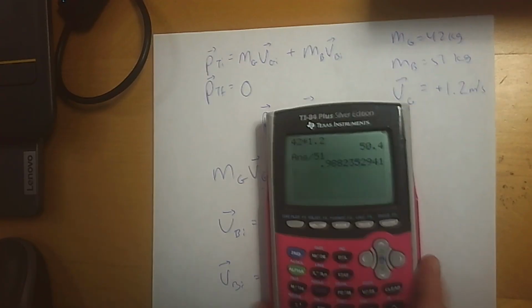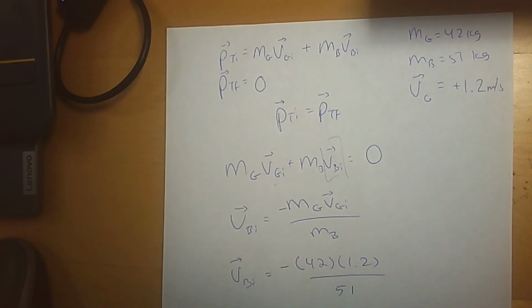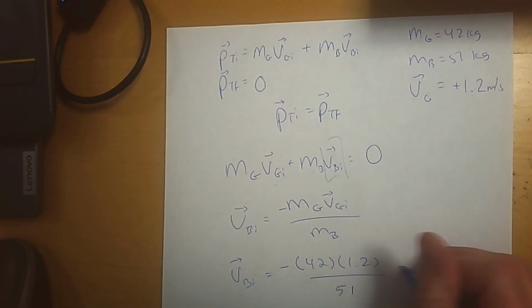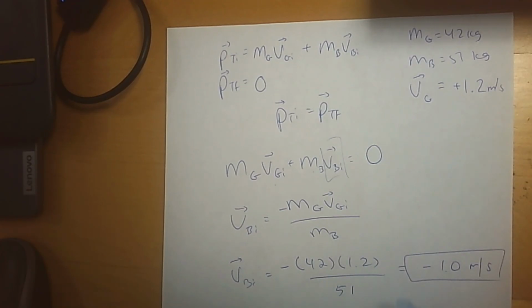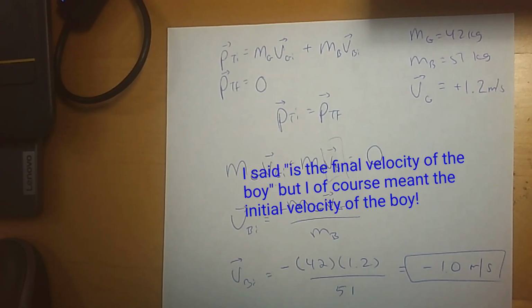So I get 0.99 meters per second. That's actually 1.0, negative 1.0 meters per second. So I have a negative sign for velocity, which would indicate that this person's moving left. And if I look at my diagram, that is in fact the case. So 1 meter per second to the left is the final velocity of the boy.